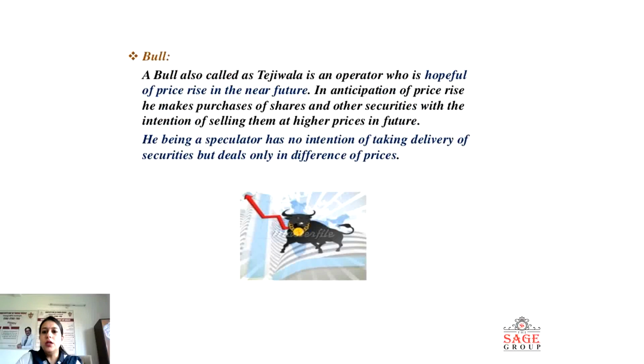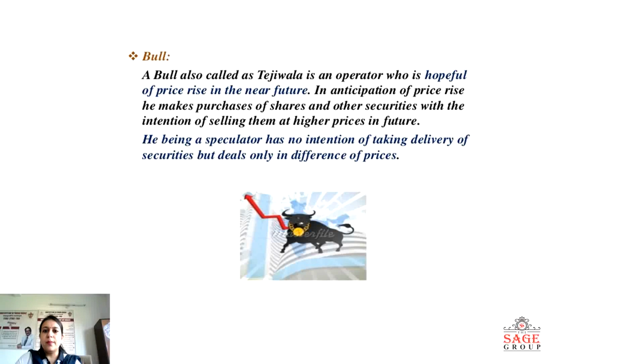Now bull is also called Tejiwala, an operator. As we know, the bull is the fastest animal, so the bull is also called Tejiwala in the stock market. It is an operator who is hopeful of a price rise in the near future. In anticipation of a price rise, he makes purchases of shares and other securities with the intention of selling them at high prices in the future.